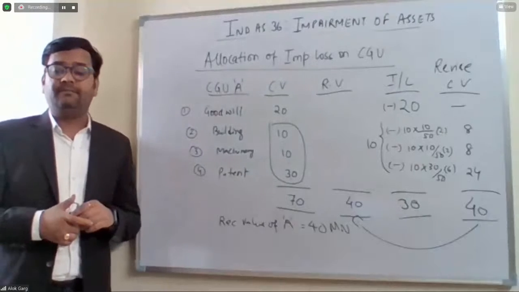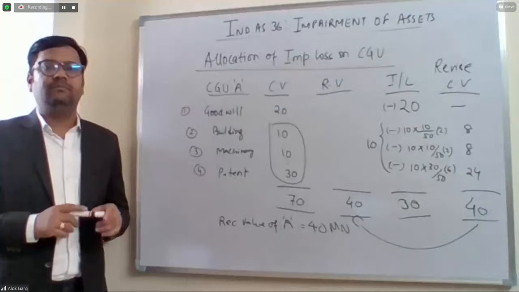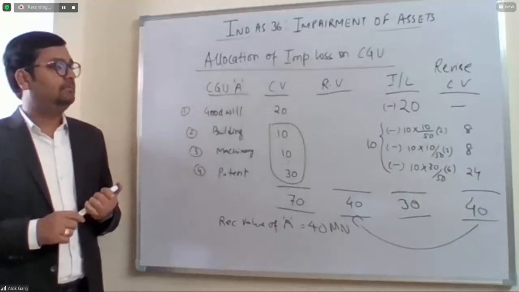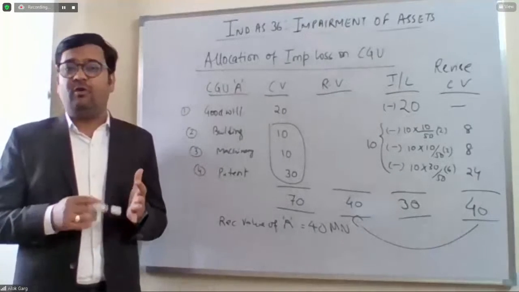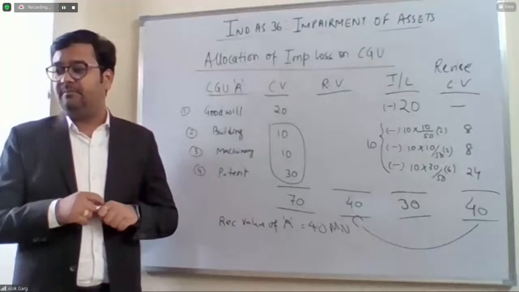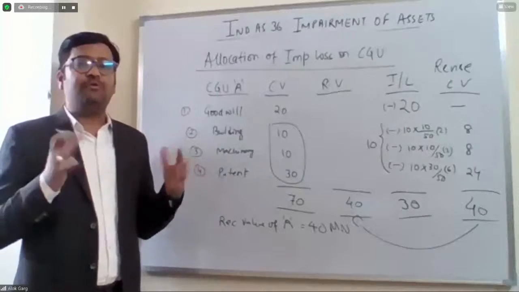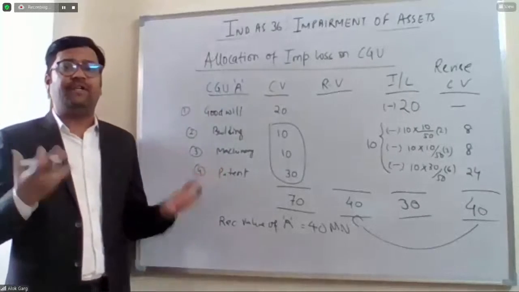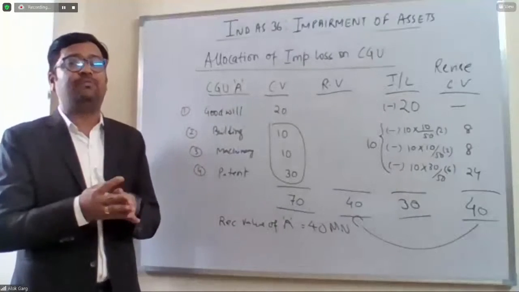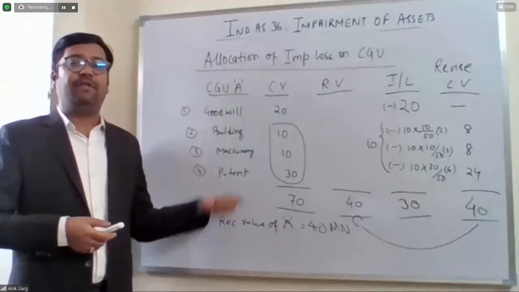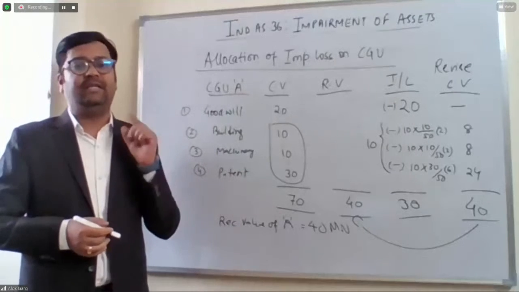Is it clear? Ambika, Pujita, Kaustav, Rohan, Nanda, is it clear? So guys, how to allocate an impairment loss on a CGU? First of all, you have to hit the goodwill. Then you have to allocate the remaining impairment loss pro rata on the carrying values of the remaining assets. But there is an exception.